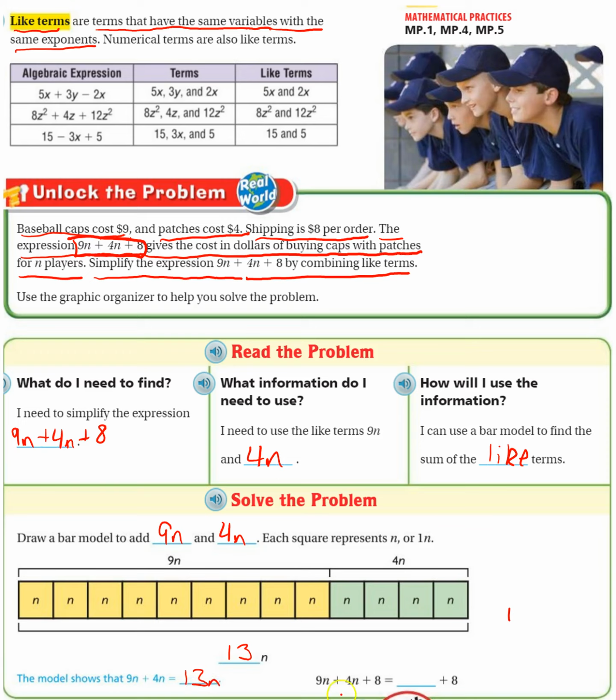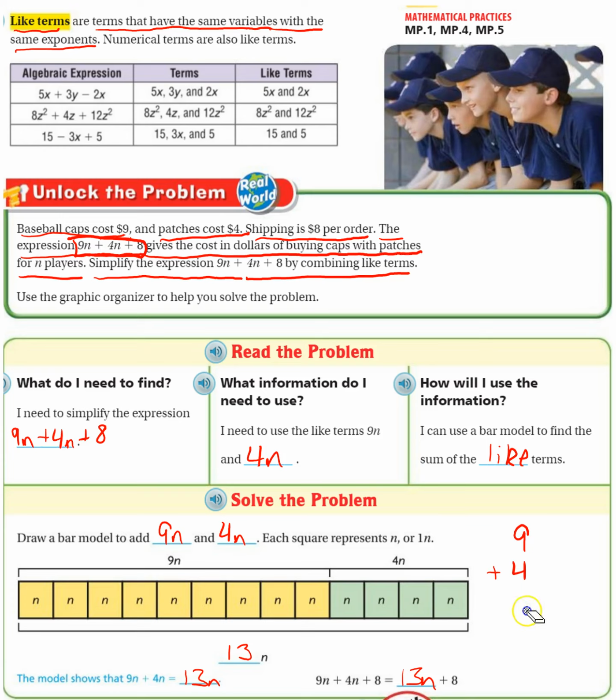So we can rewrite 9n plus 4n plus 8 as just 13n plus 8, because 9n's plus 4n's equals 13n's. The variables stay the same. We're just adding the numbers that you're multiplying by.